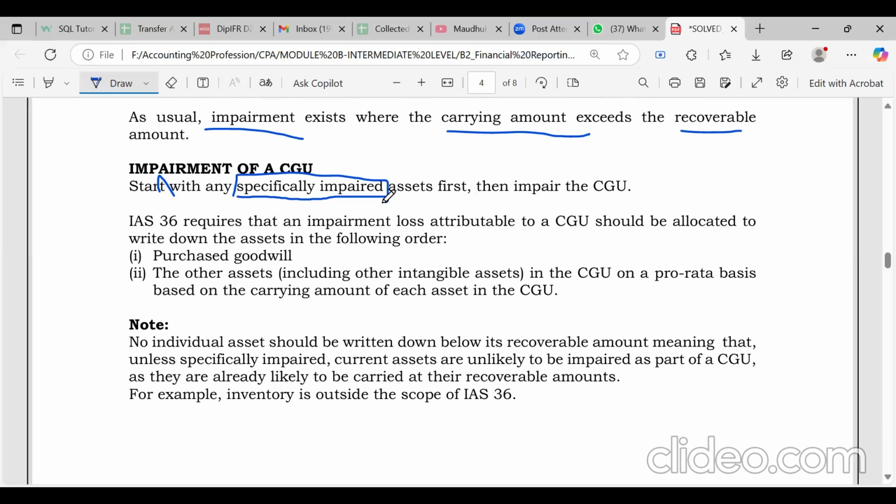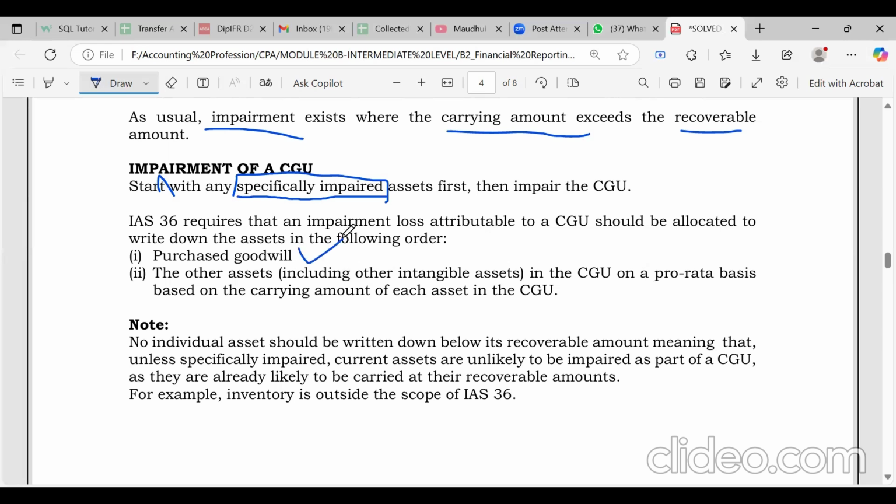Very obvious. Then IAS 36 requires that an impairment loss attributable to a CGU should be allocated to write down the assets in the following order. This is what we do now. After writing down the specifically impaired assets, the ones you won't even need to be asked how you got the impairment, you just say this asset was totally destroyed. What did you want me to do? It was totally impaired.